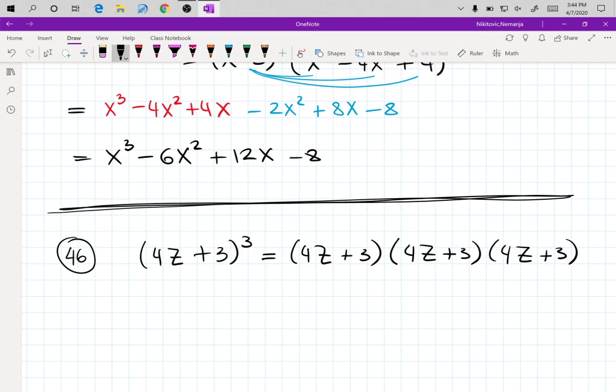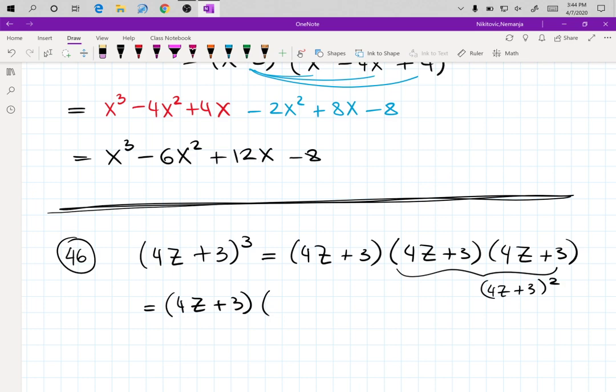There we go. And now I'm going to copy the first one because I will be distributing that one. And now I'm going to use the formula for this. Again, that's a special product. This over here is 4z plus 3 squared. And we know what that is from our earlier formula.